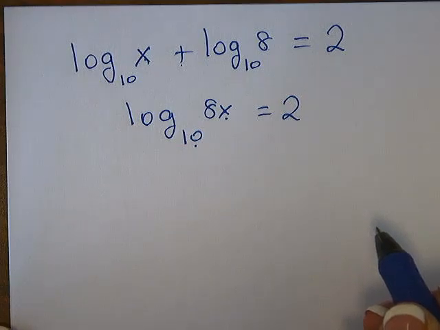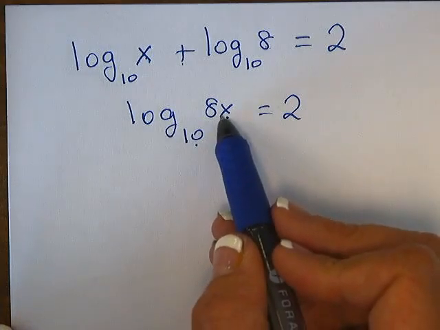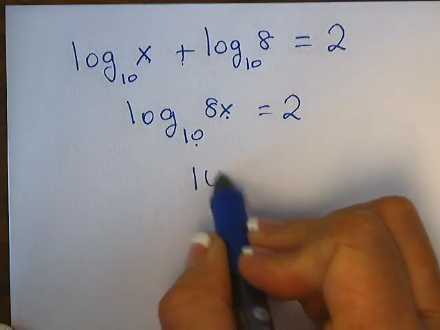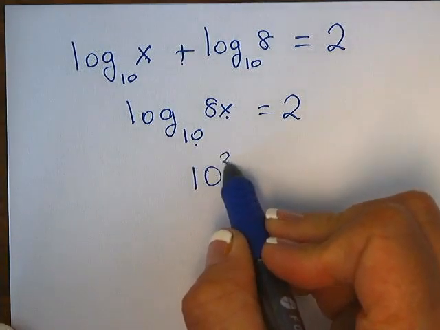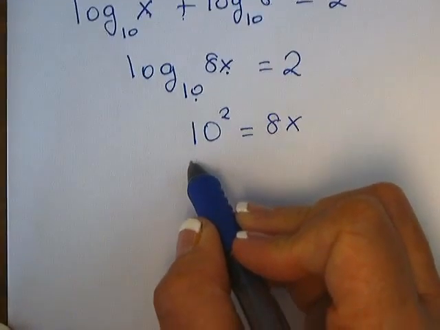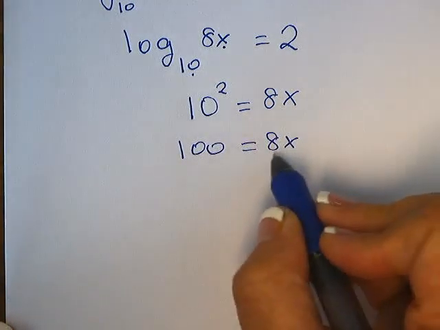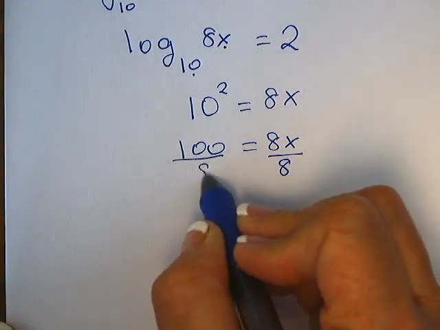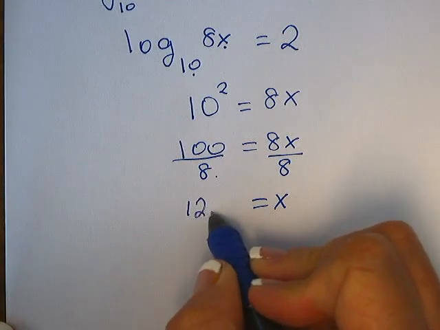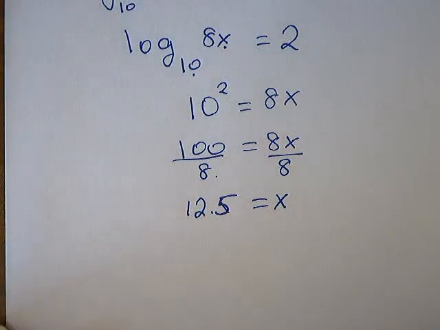Now to solve this equation, we need to rewrite it as an exponential because our unknown is in our value spot. So to rewrite this as an exponential, we're going to get 10 to the second power is equal to 8x. 10 squared is 100. And now we need to divide both sides by 8 to find out what x is. 100 divided by 8 is 12.5. So x is 12.5.